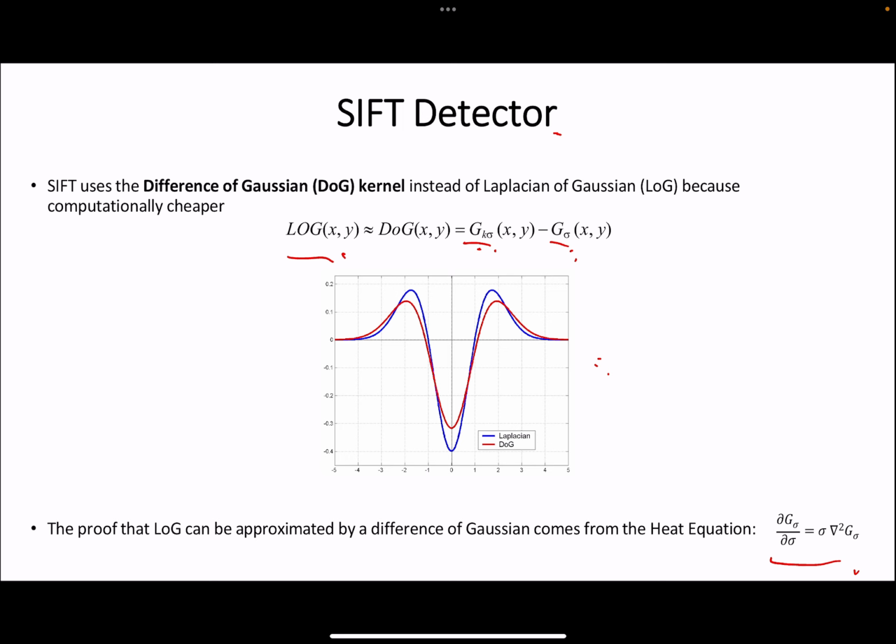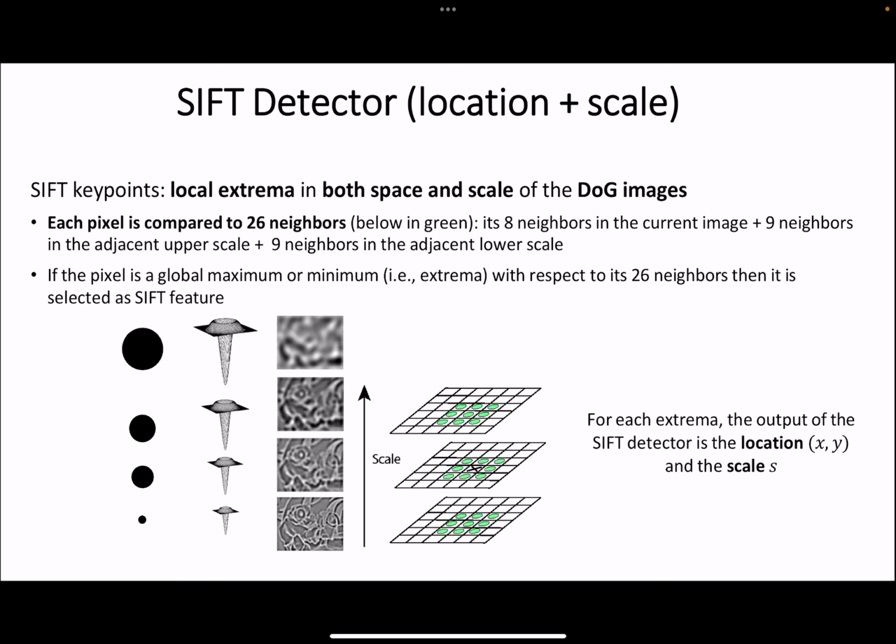And let's see this one. So for the SIFT descriptor, we need location and scale. It is similar to what we learned in the previous class. We need to find local extrema in both location space and scale space of difference of Gaussian images.